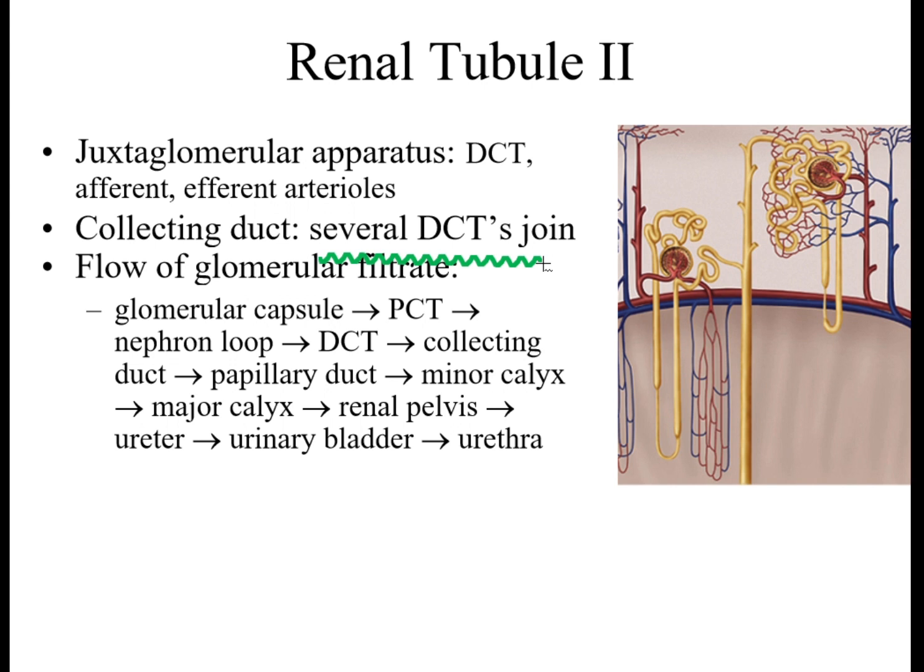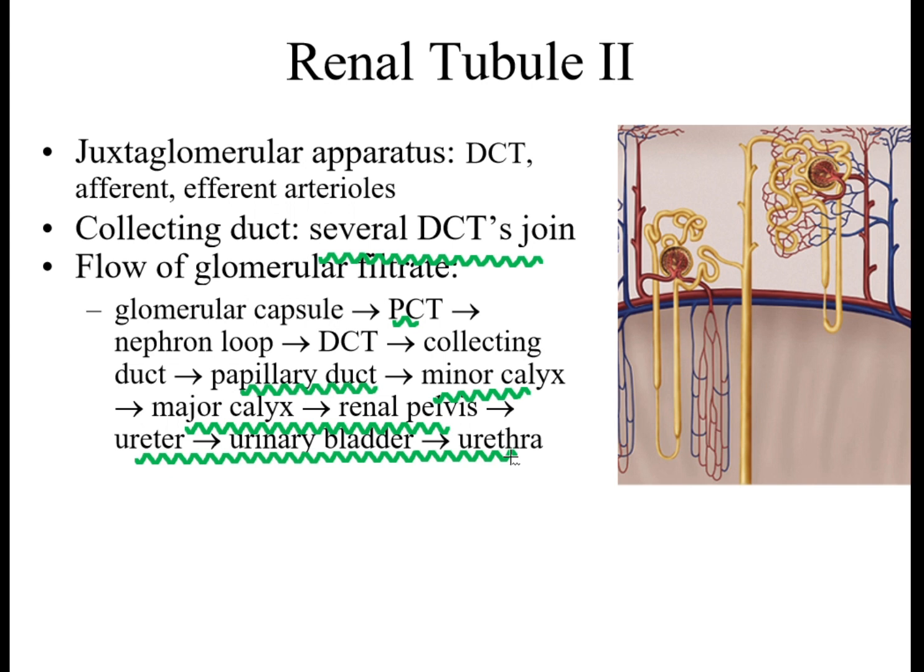This is the pathway of passage of urine in the kidney. So what is the passage? First is the glomerulus capsule, and then the PCT, the proximal convoluted tubule, then the nephron loop, then the DCT, the distal convoluted tubule, then the collecting duct, then the papillary duct, then the minor calyx, then the major calyx, then the renal pelvis, then the ureter, then the urinary bladder, and finally the urethra. So this is the passage of urine.